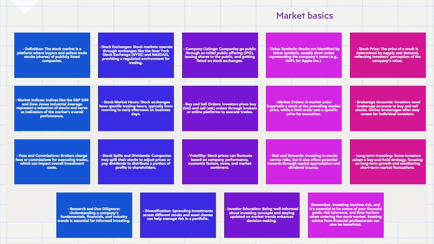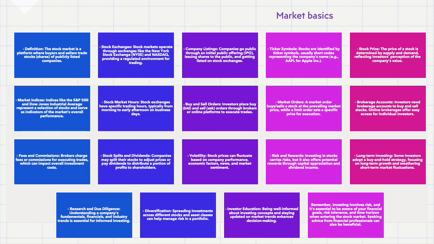Market orders. A market order buys or sells a stock at prevailing market prices, while a limit order sets a specific price for execution. Brokerage accounts. Investors need a brokerage account to buy and sell stocks. Online brokerages offer easy access for individual investors.